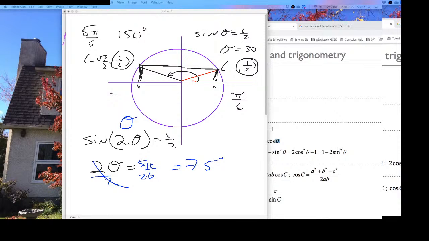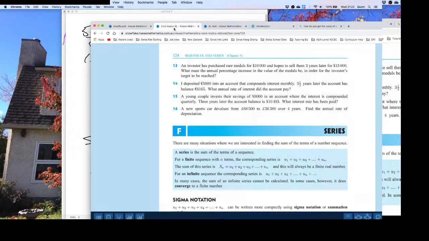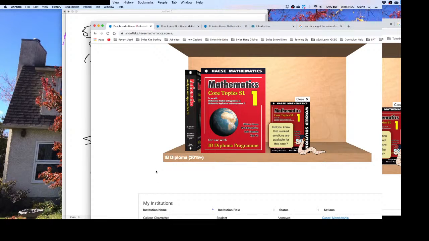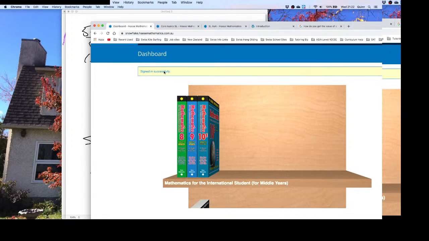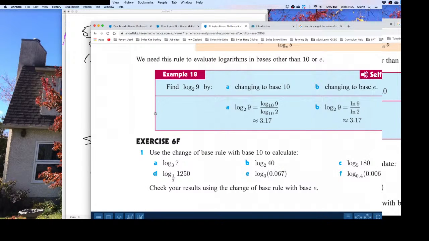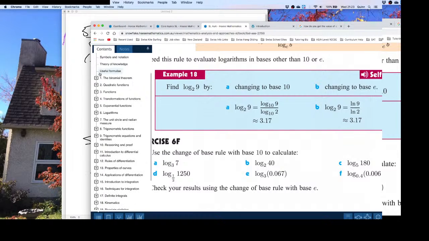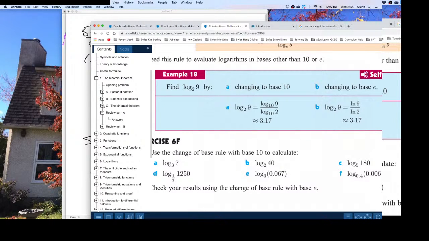All right, Abigail, we can find one for you. Let me look and see if the book is here. Series. Core topics, SLA. Logarithms, binomial theorem. Factor notation, binomial expansions, binomial theorem.